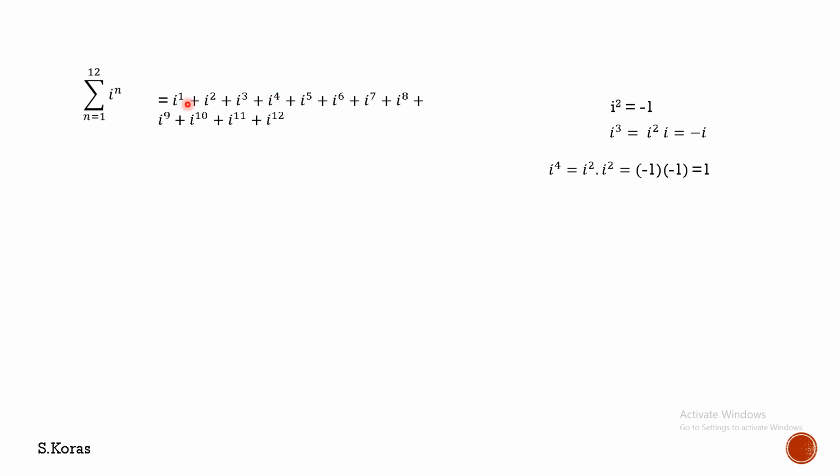So if the power goes continuously, we can simplify in this methodology. Let us try to find the value for the first 4 terms. That is i plus i square plus i cube plus i power 4. i is i, i square is minus 1, i cube is minus i, and i power 4 is plus 1. If you add these 4 terms, your answer becomes 0.